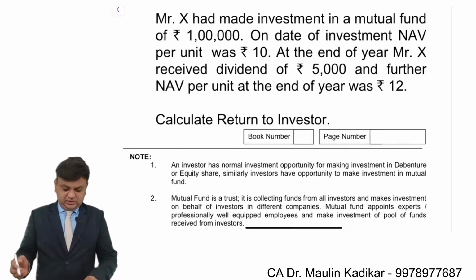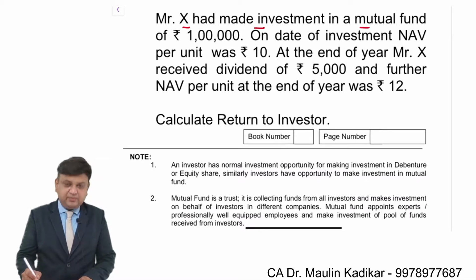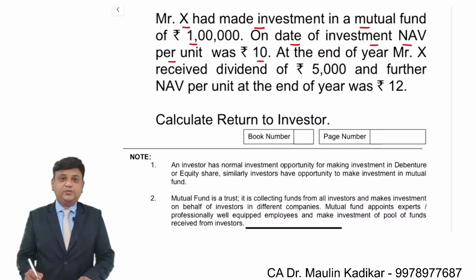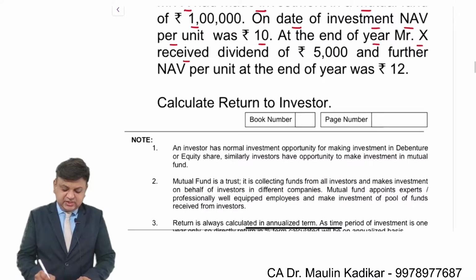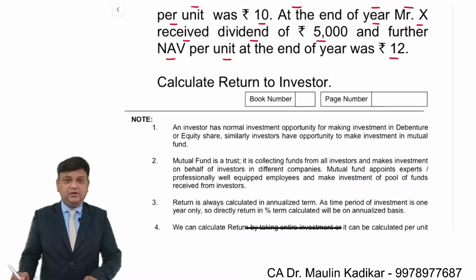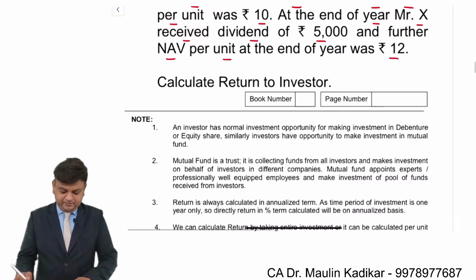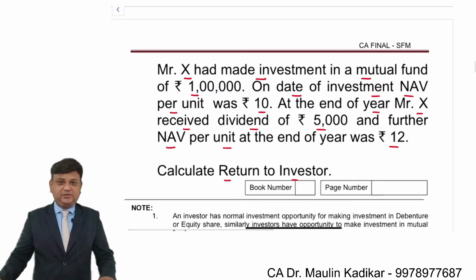Let us see our next question. Mr. X has made investment in a mutual fund, rupees 1 lakh. On the date of investment, net asset value per unit was rupees 10. At the end of the year, Mr. X received dividend of rupees 5,000, and further, net asset value per unit at the end of the year was rupees 12. The question says compute return to the investor. That is the question.